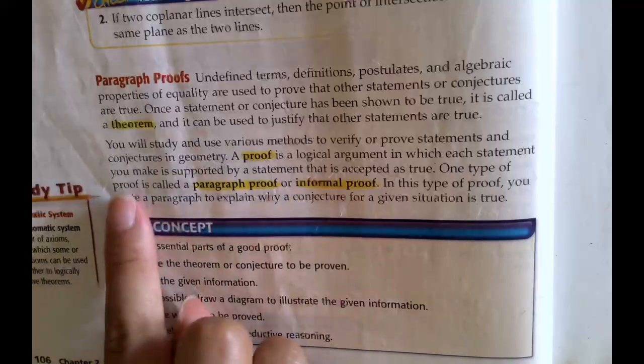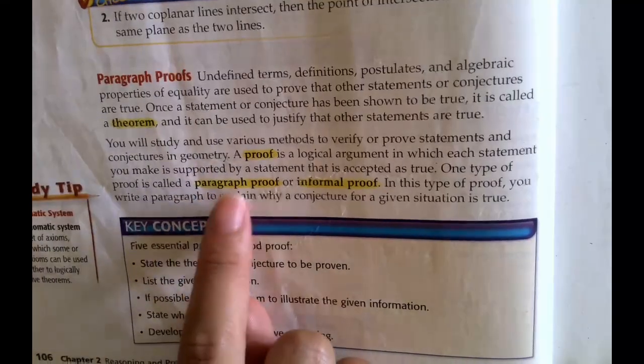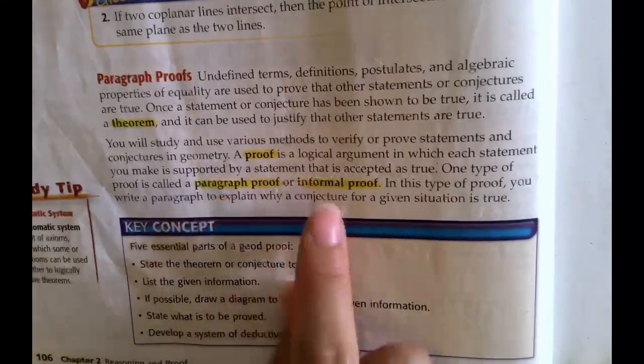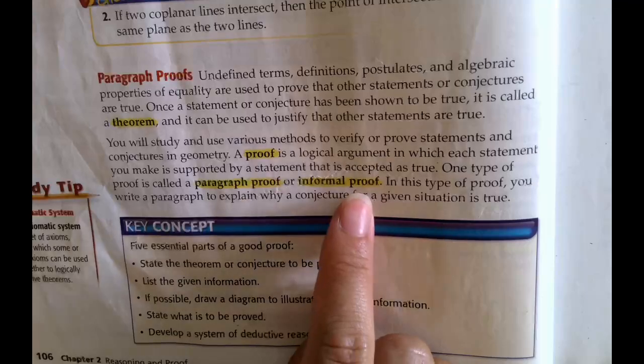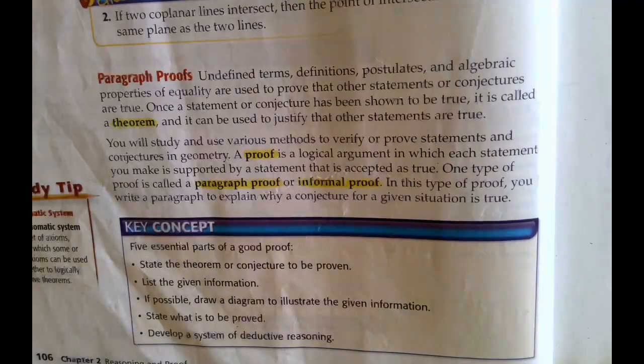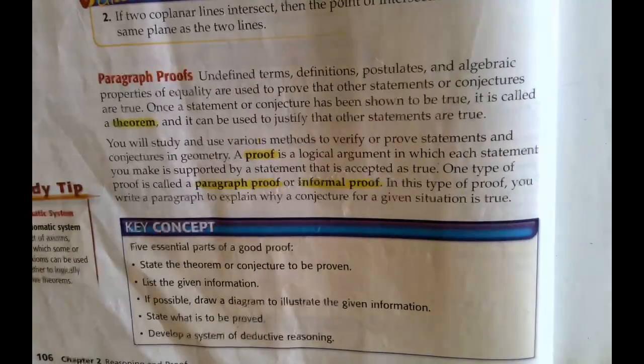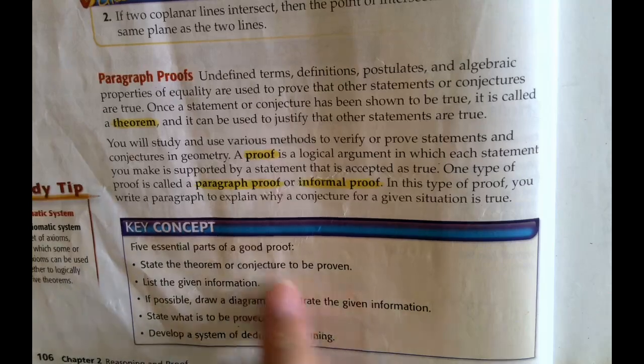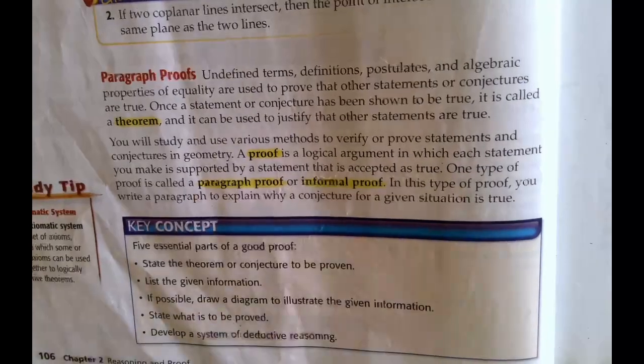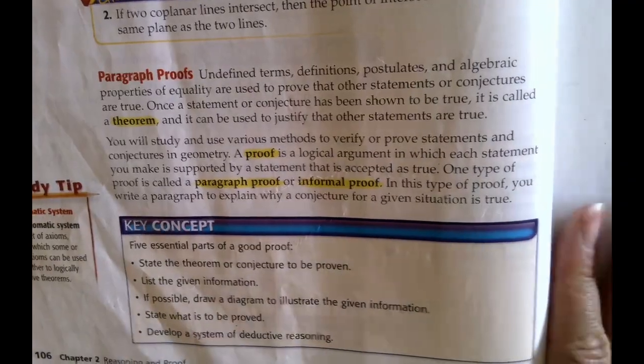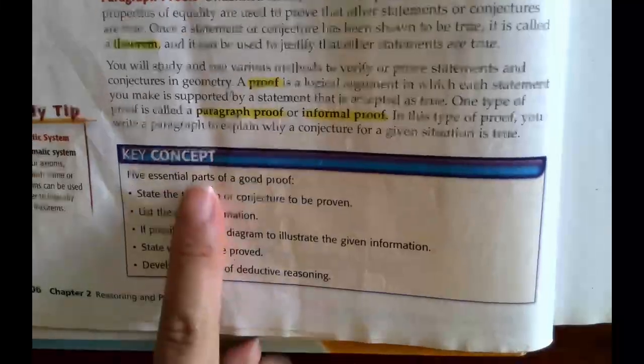One type of proof that we're going to use is known as a paragraph proof. It's also known as an informal proof. The reason why it's called that is because you're writing a paragraph to explain why a conjecture for a given situation is true. Okay? 5 parts of a good proof.